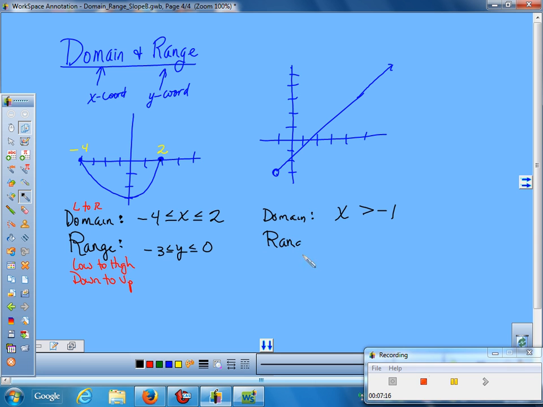Alrighty, range then. Range, you're thinking low to high. So how low does it go? The lowest it is, it's supposed to be at -3 here, yes. And how high is it going? It's going up forever. There's no breaks or gaps in it. So it means my y's are going to be greater than -3, because the y's are going upward forever. And you've stated your domain and your range.